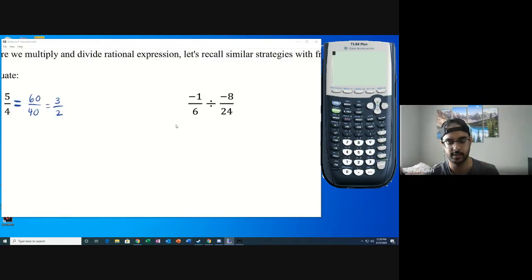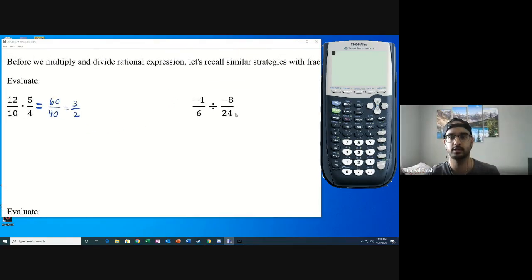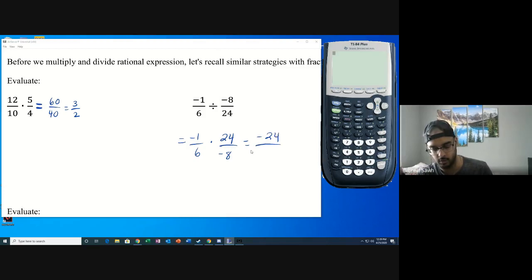Okay, division is very similar, except you learned a shortcut before, where you could flip the second fraction and change it into a multiplication question. We could do the same thing with those rational expressions as well. But there is something else we're going to have to think about when it comes to the non-permissible values. So if you multiply straight across, you're going to get -24 over -48, and that will reduce to +1/2. The negative signs are going to cancel.